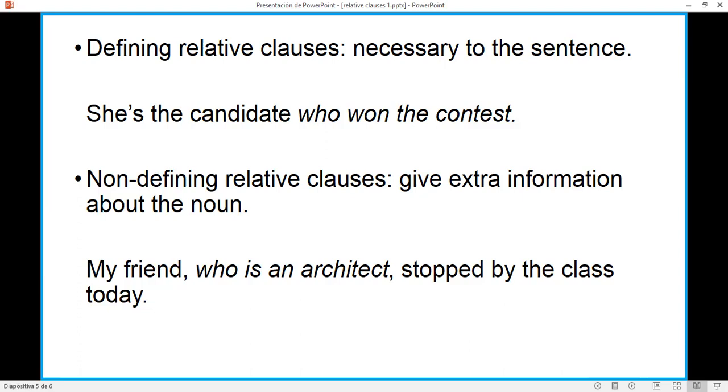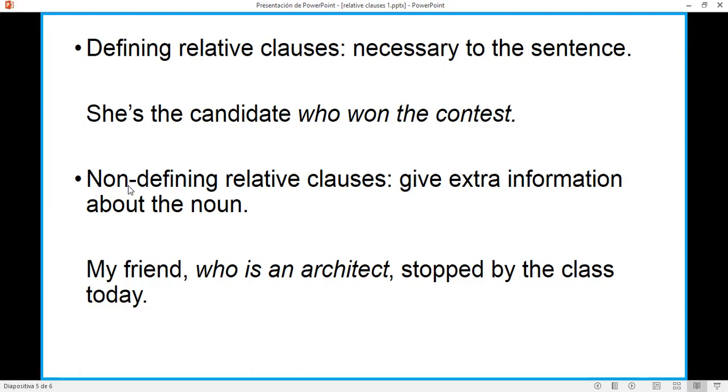So look at here what it says. Defining relative clauses are used when it's necessary to say it or to mention it in a sentence. Okay? When you know that it's necessary to mention in a sentence, that is the defining relative clause. Example, she is the candidate who won the contest. Here it is necessary to add who won the contest. Okay? Why? Because we are describing something about her.